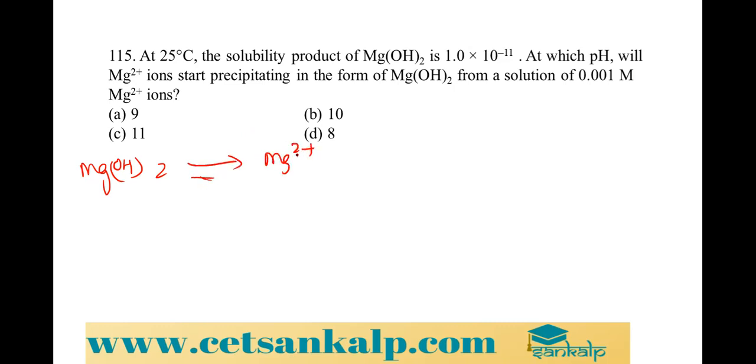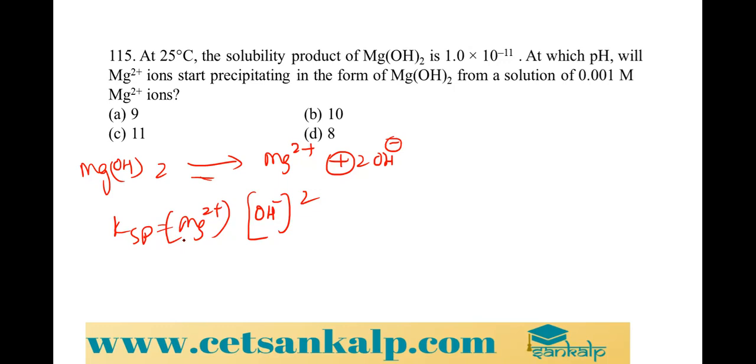Mg2 plus and 2 OH minus. Now let us substitute the given values. Right? Ksp is equal to Mg2 plus into OH minus whole square divided by Mg(OH)2.